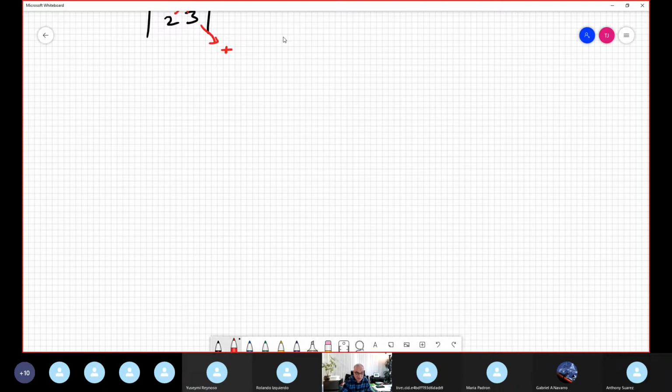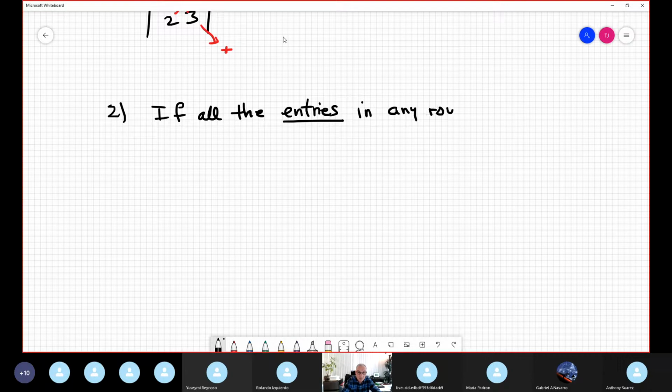The second property is, well, if all the entries in any row or column are equal to 0, the value of the determinant. What does entry mean? Entry is each element inside the determinant. Not a column, not a row, but one number.